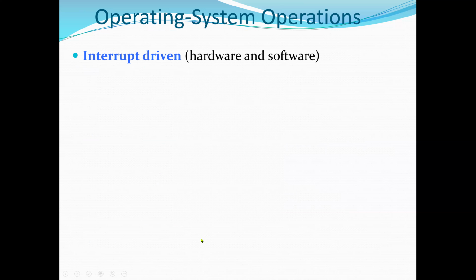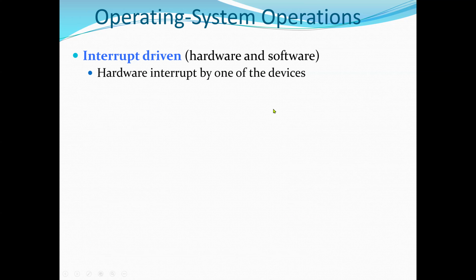Now, operating system operation: it is interrupt driven, and the interrupt can be both hardware and software. Without interrupts, if the operating system is doing some work, we need to wait until the work is done before other work can be started. There would be no interruption. Interrupts make it possible for the operating system to switch jobs, which is again scheduling the CPU.